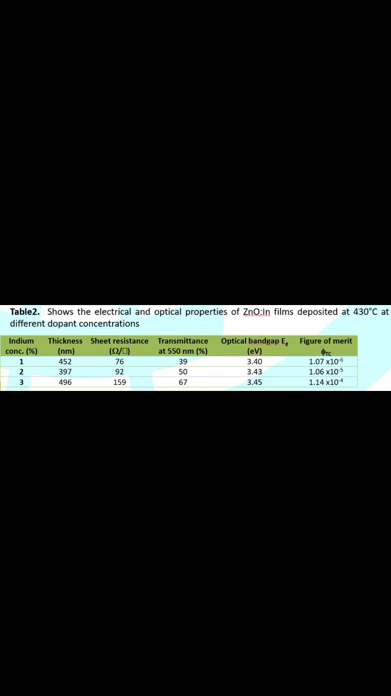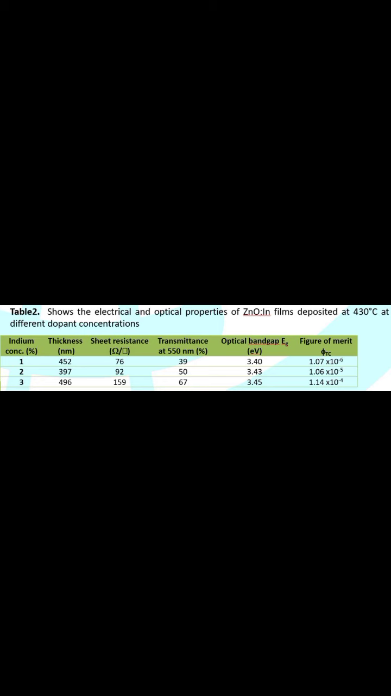The lowest resistivity values, of the order of 1.6 times 10 to the minus 3 ohm centimeters, were obtained in films deposited with a ratio of 3% weight dopant concentration. The scanning electron micrographs showed that the surface morphology is affected by the indium content.